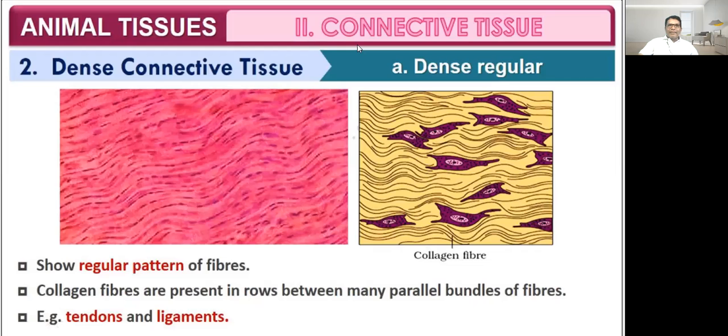Now what is dense regular connective tissue? Dense regular connective tissue shows a regular pattern of fibers. Fibroblast cells are there, plus collagen fibers, showing a regular pattern of arrangement. Collagen fibers are present in rows between many parallel bundles of fibers. Examples of dense regular connective tissue are tendons and ligaments.